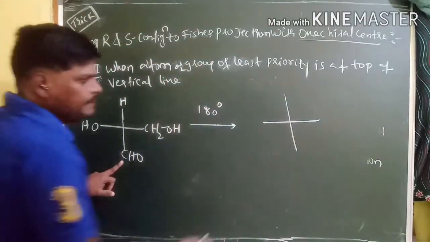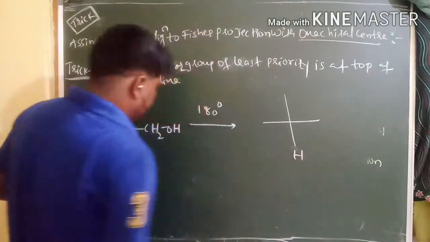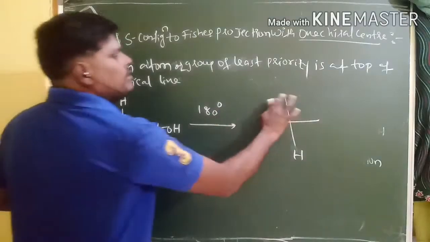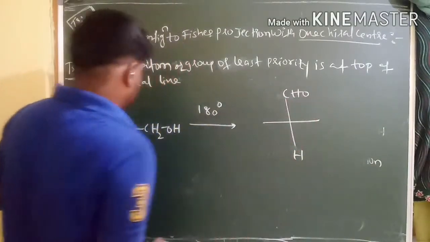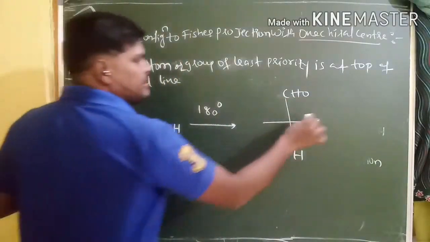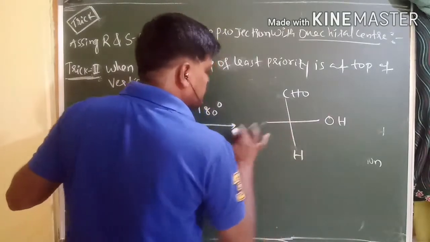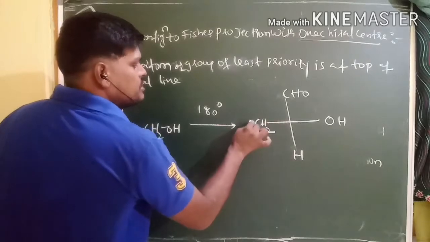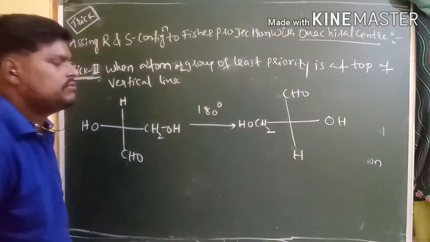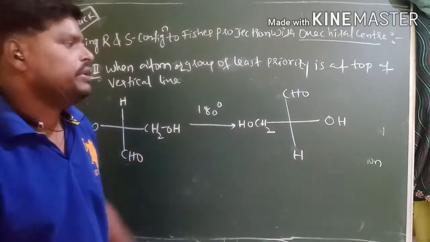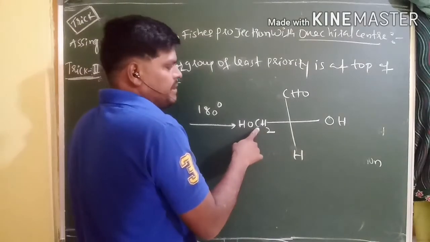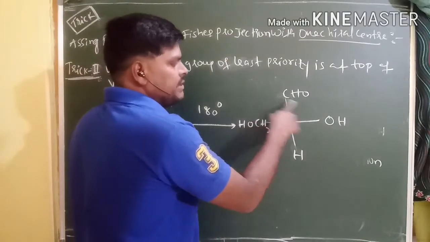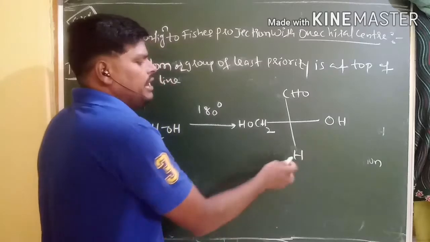Hydrogen will appear here. CHO, the aldehyde, will appear here. OH will appear here, and CH2OH will appear here. Of course, here the center atom is carbon only. CH2OH, carbon center atom. Here also carbon is the central atom, then oxygen central atom, and hydrogen.